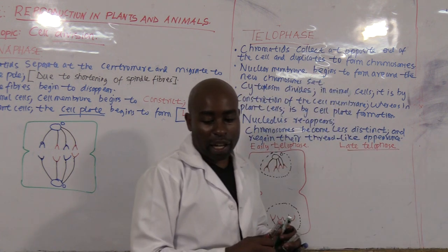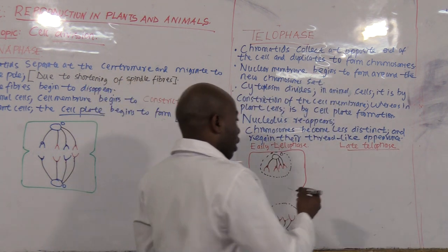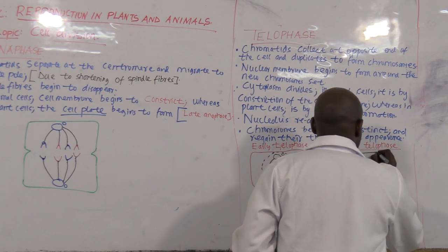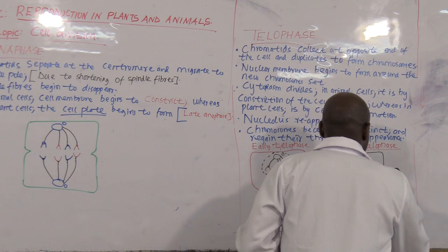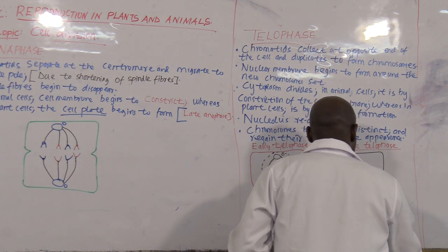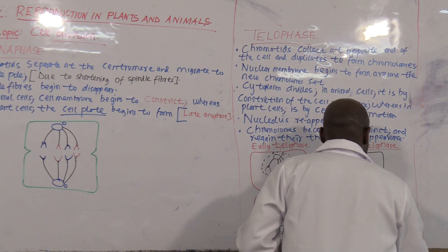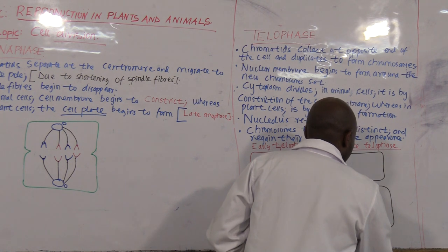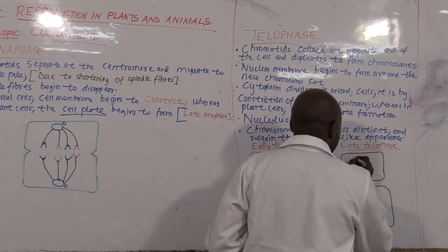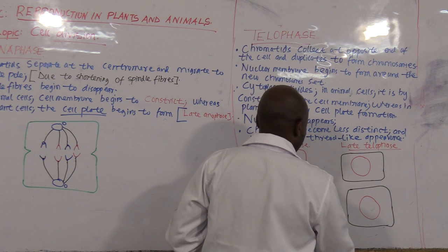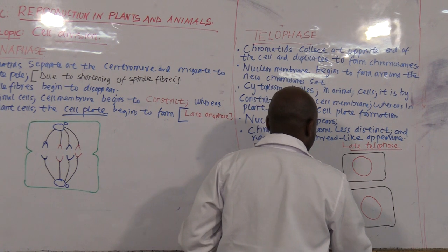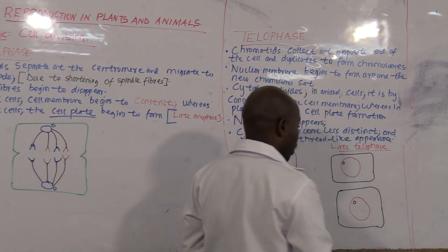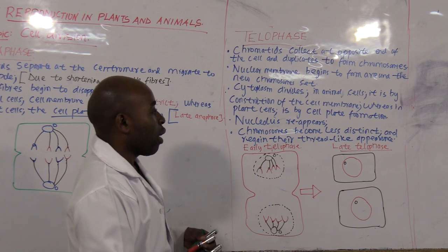Then towards the end, late telophase, we now have them completely separated. So we shall have complete separation of these chromosomes to give us the two daughter cells. And these two daughter cells each shall have a nuclear membrane, that way. And the nucleolus will reappear in each set. And then these chromosomes will become less distinct.